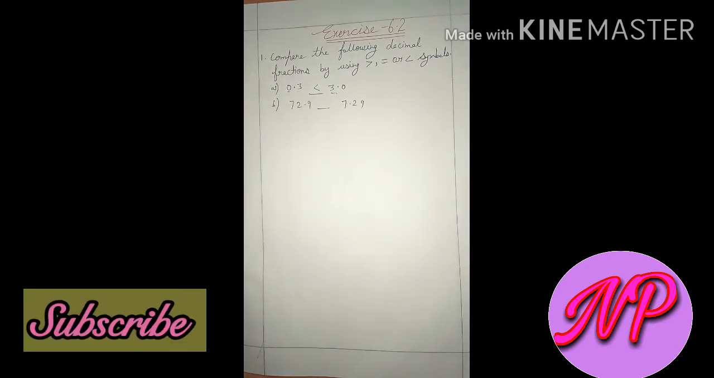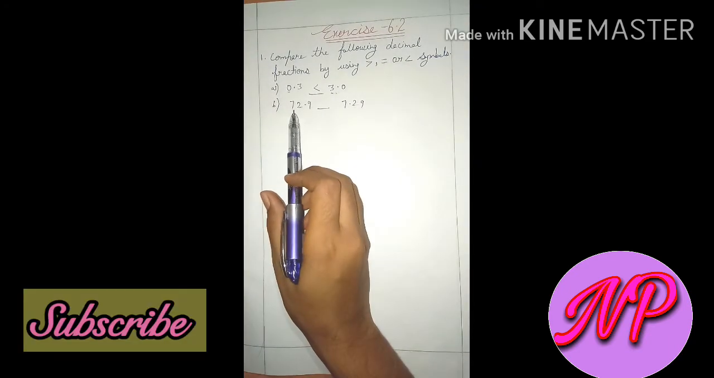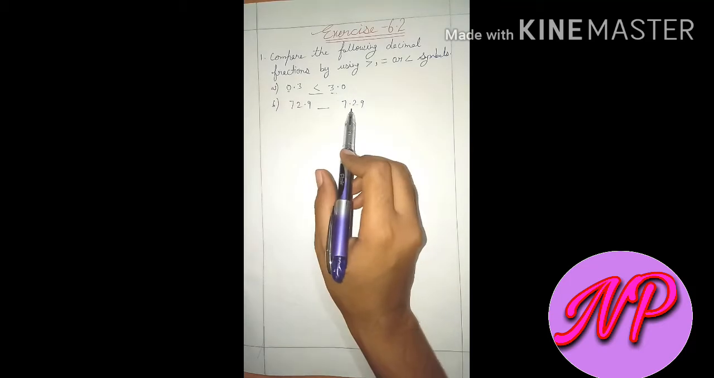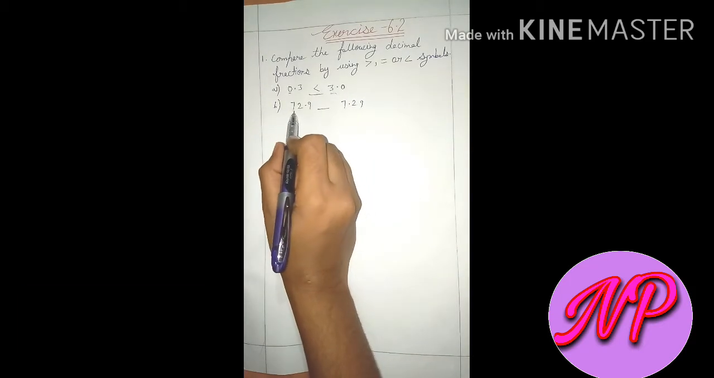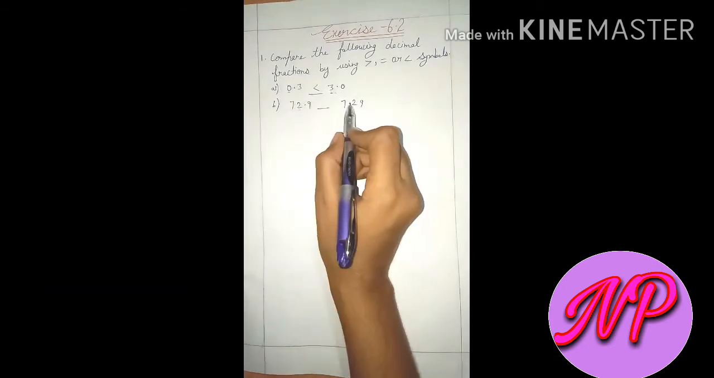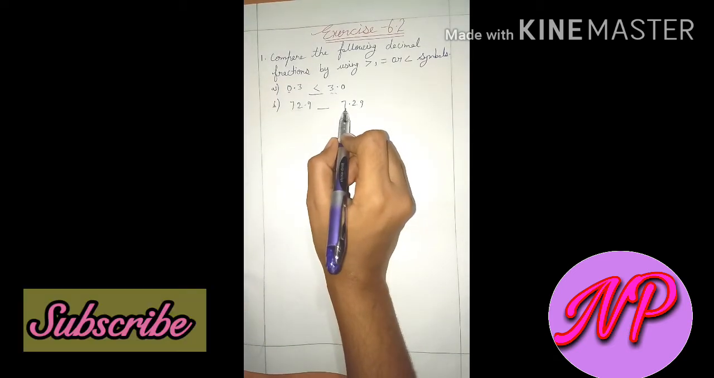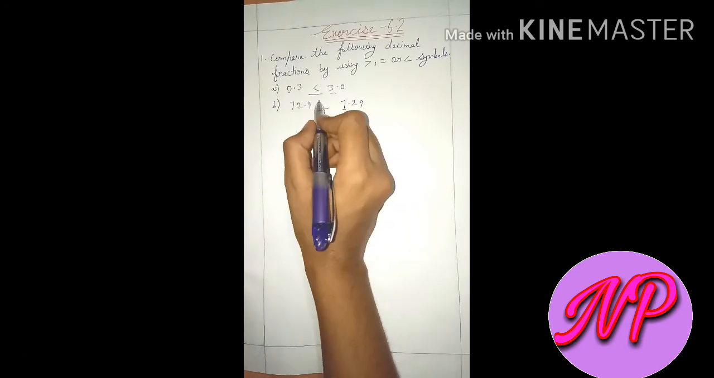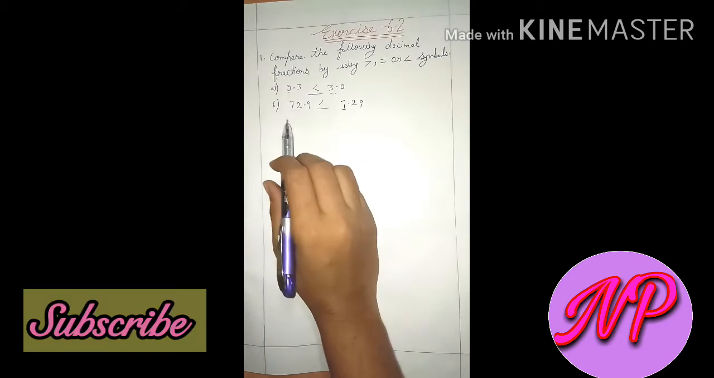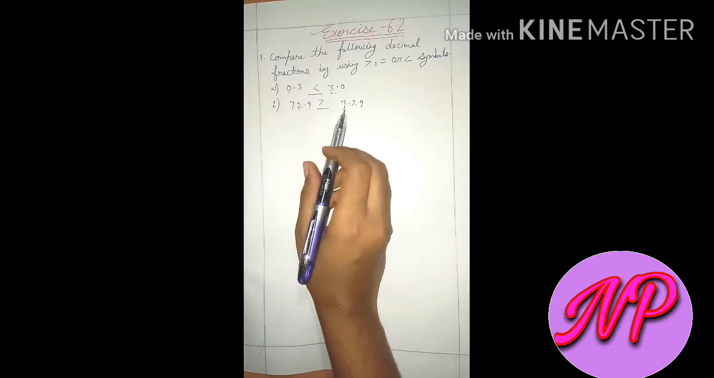Okay, and the second question is 72.9 and the second decimal number is 7.29. Firstly we check before the decimal. Here 72 is given, and in this decimal number 7 is given. Which one is greater? We know that 72 will be greater, so we put here this mark, greater than. 72.9 is greater than 7.29.